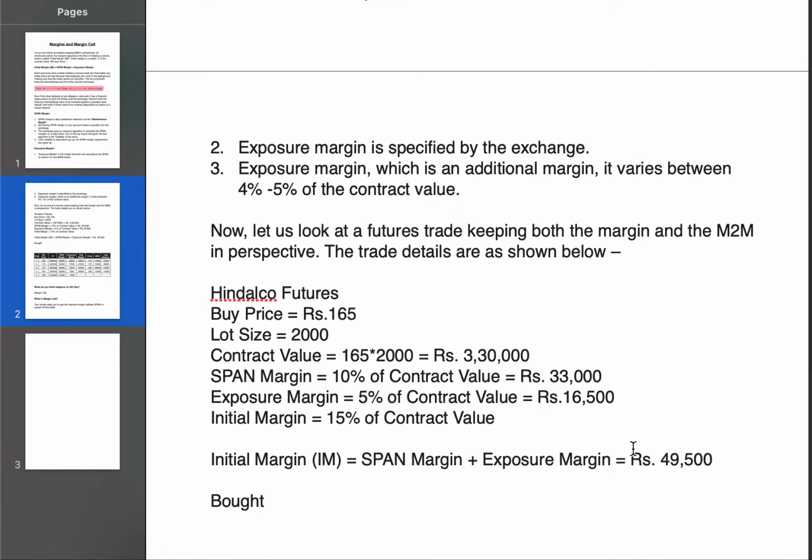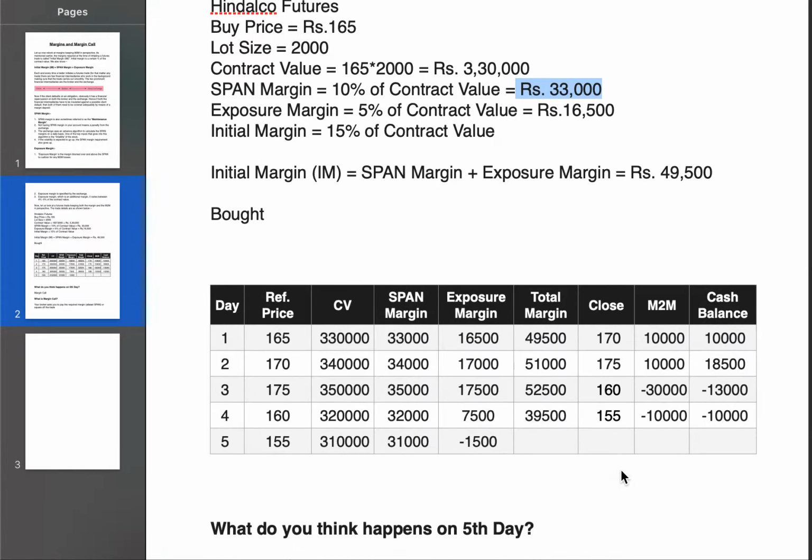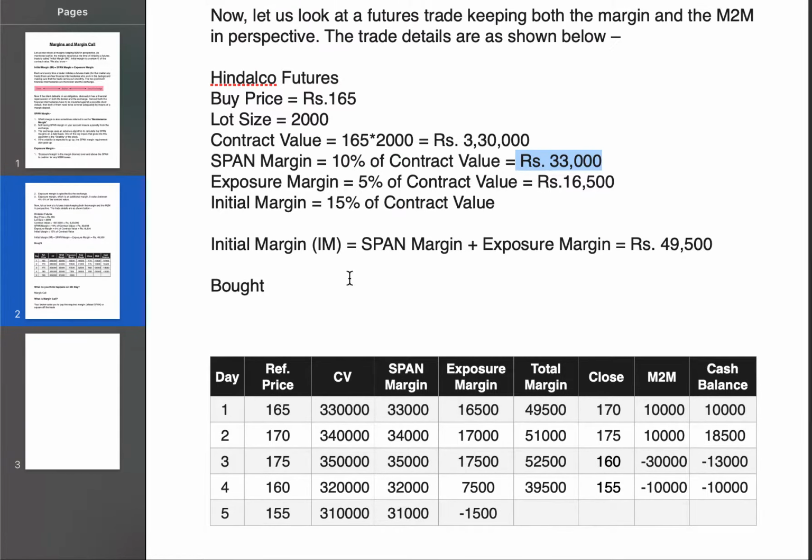So I'm long on Hindalco futures. For me to buy Hindalco futures, I need to shell out at least 49,500 rupees, which is the sum of SPAN and exposure for me to get into the trade. So I buy one lot. One lot means 2000 shares of Hindalco.